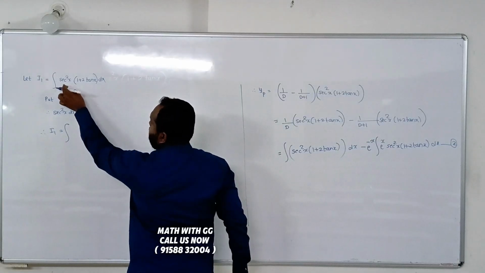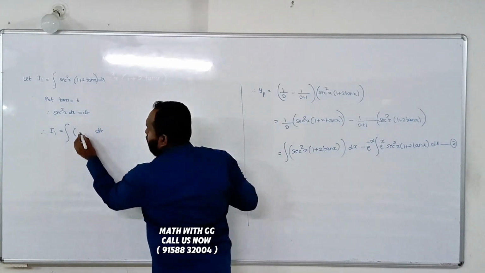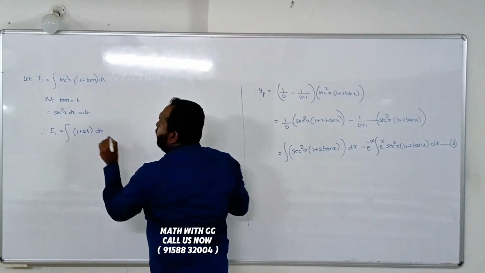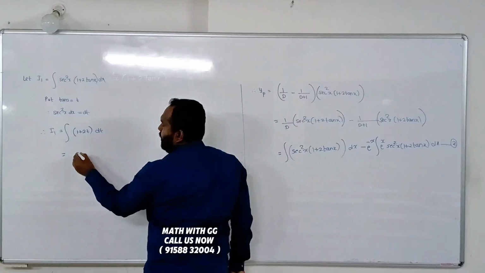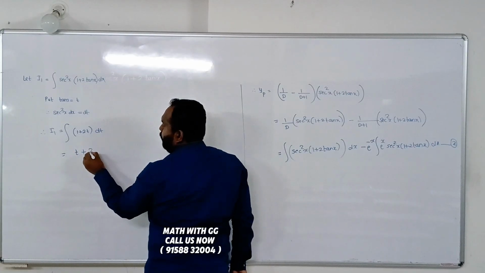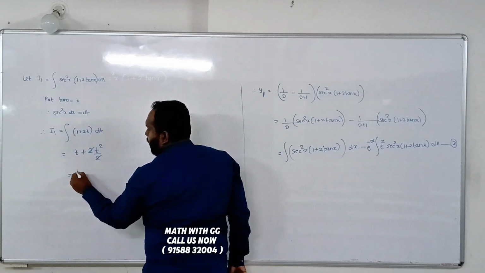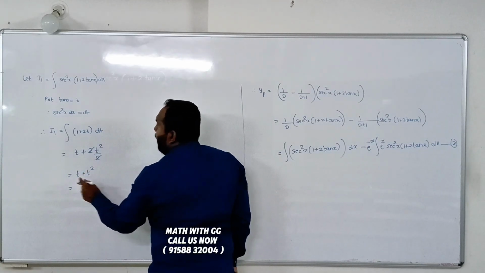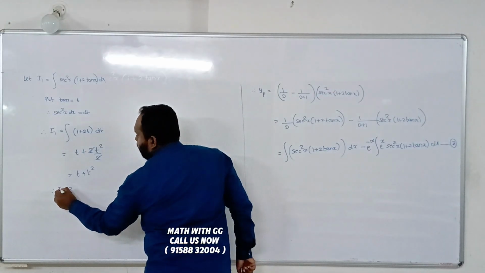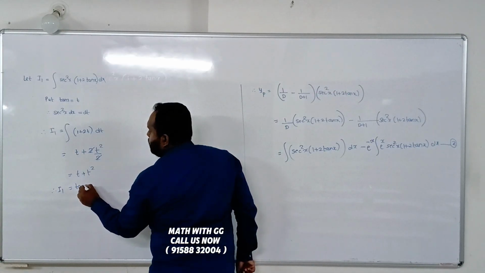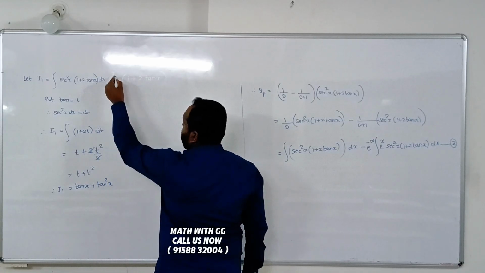So, the integration is sec square x dx is dt, into 1 plus 2t, because tan x is t. Now, if you integrate this term, the integration of 1 is t, plus the integration of 2t is 2t square by 2. The 2 gets cancelled. So we get t plus t square. Back substituting the value of t as tan x, I1 is equal to tan x plus tan square x.